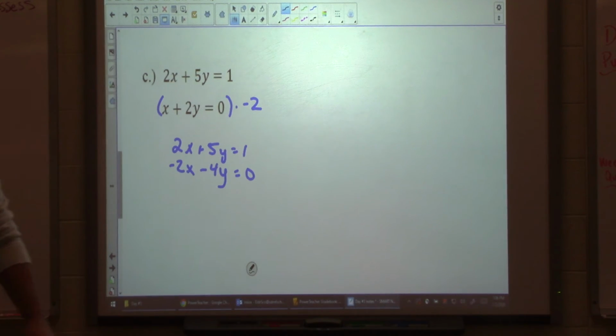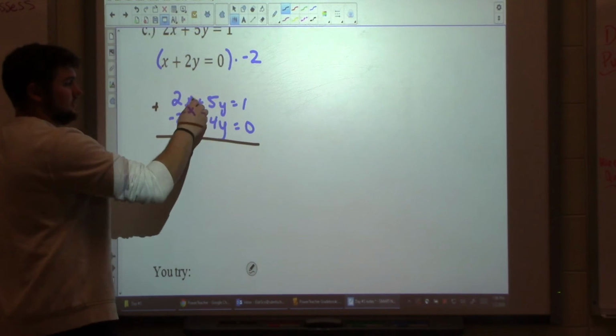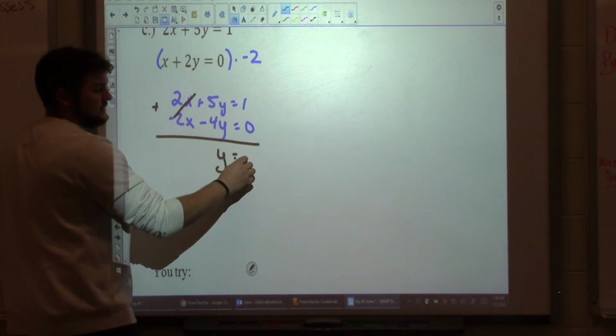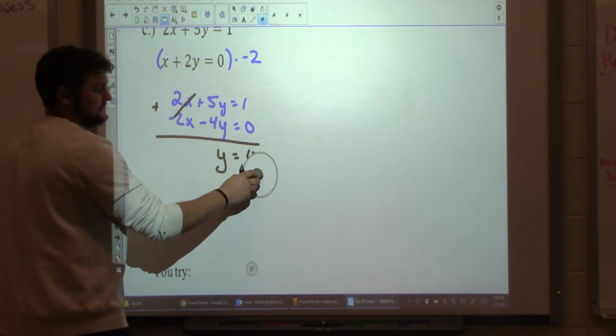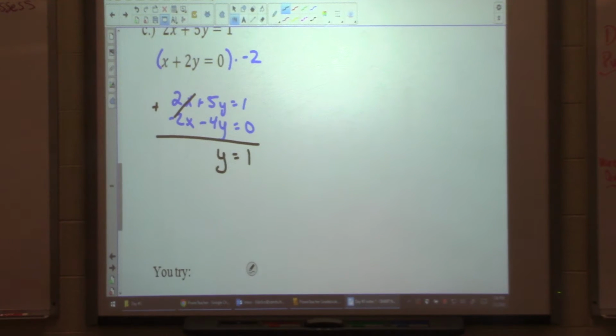Alright. Do I have opposite coefficients now for x? Yeah, so now I'm going to add my equations together, and I'm going to eliminate my x's. 5y minus 4y is going to be y. 1 plus 0 is not 0, it's 1. So I get y equals 1.